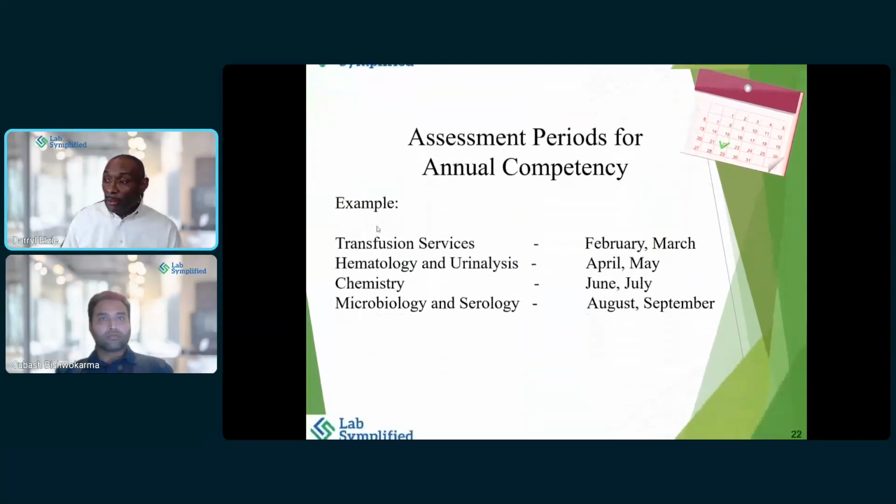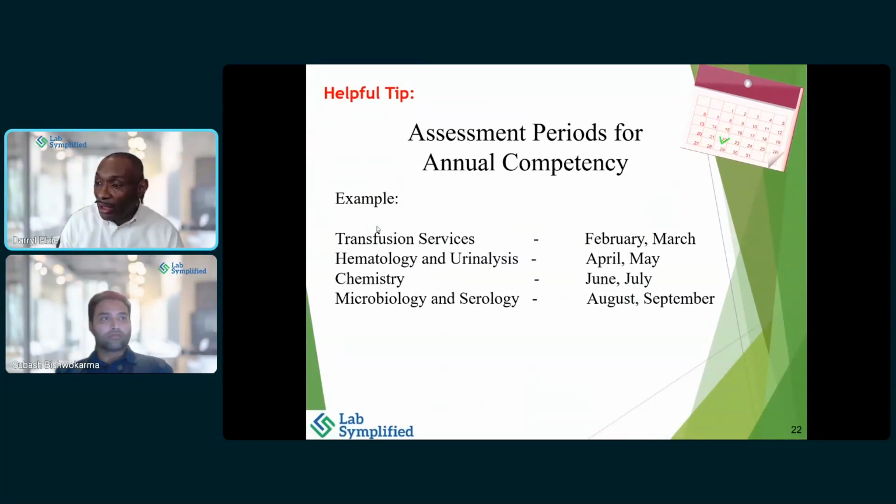So here's a helpful tip: assessment periods for annual competency. Here, just an example. There are a whole lot of different labs across the great country of America, with all different types of things going on. But I highly recommend that you split it up. If you've got a big lab, with a bunch of technologists working everywhere, split up and have assessment periods for annual competency.